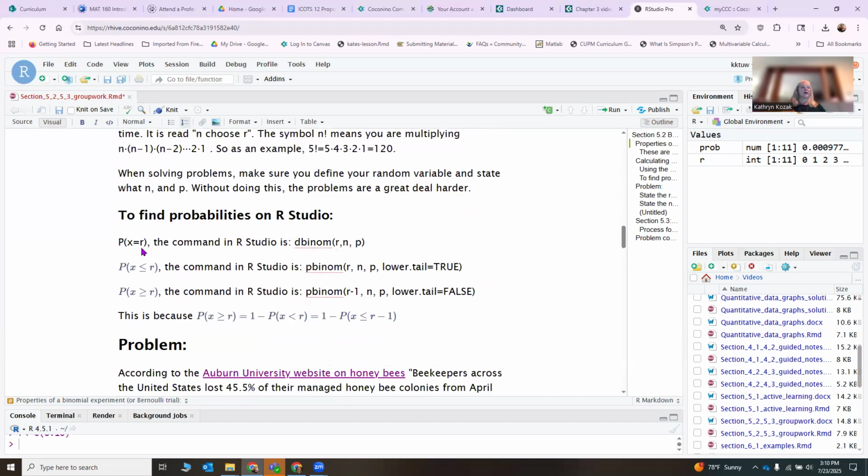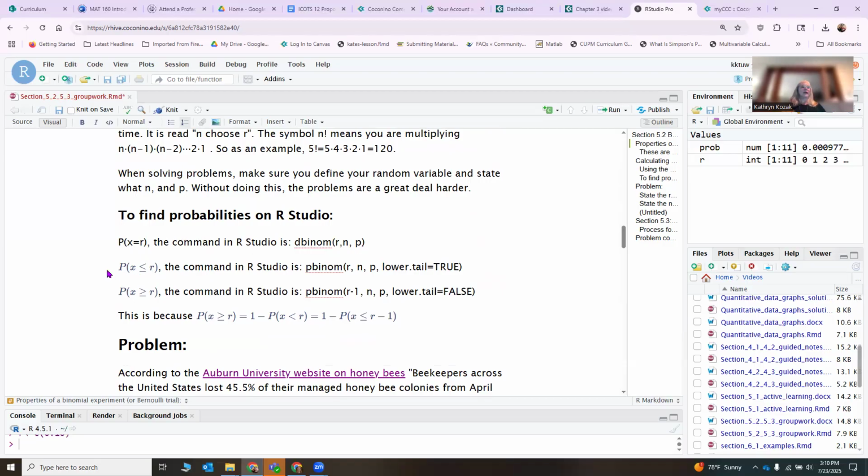For the probability of X equaling a certain value, in other words the number of successes equaling a very specific value, you're going to use dbinom, d for density, binom for binomial. Then you type in what value you want to find. N is how many times you repeat the experiment, and p is your probability of success.